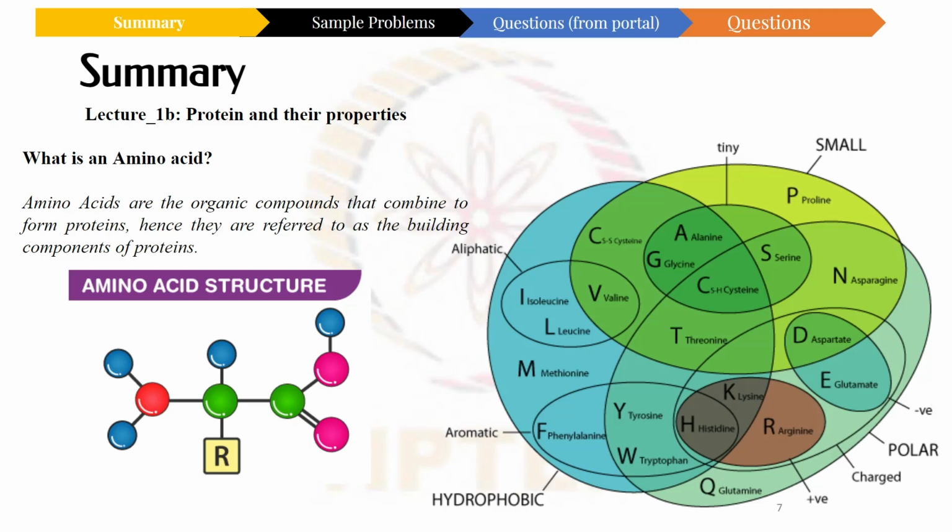Here we have hydrophobic amino acids. Hydrophobic amino acids have non-polar side chains and are typically repelled by water. And then we have aromatic amino acids, which have aromatic ring structures in their side chains: phenylalanine, tyrosine, and tryptophan. Understanding these categories helps in predicting the behavior of amino acids in various biological contexts, including their roles in protein structure, function, and interactions.